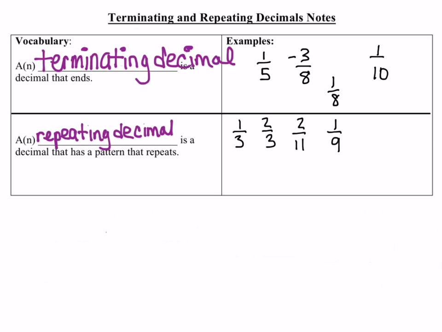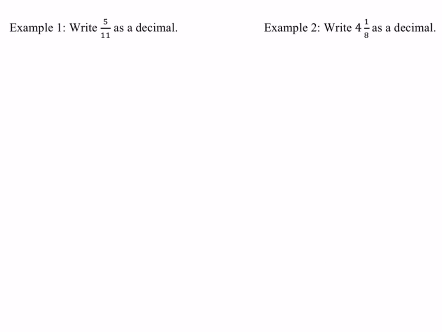So 1/9 would be something like 0.11 repeating. And you always put this bar here to denote that it's repeating, that pattern goes on and on forever. 1/3 is 0.33 repeating, just like 2/3 is 0.66 repeating. I think you guys get the idea. So I'm going to show you an example of each and see what's happening each time.